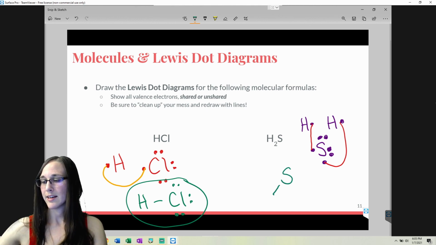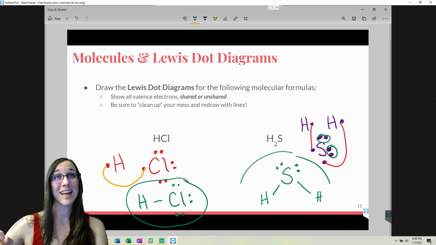H, line, S, line, H. Don't forget these 2 lone pairs. Bring those down with you around the sulfur. And that is our final answer.